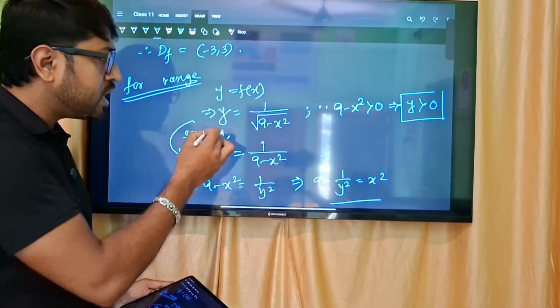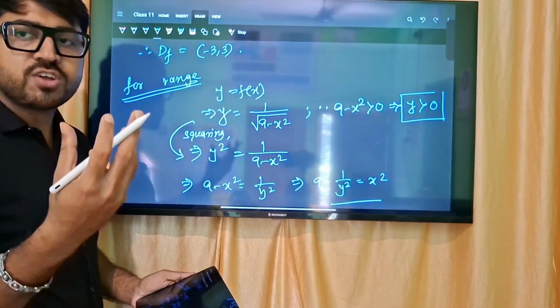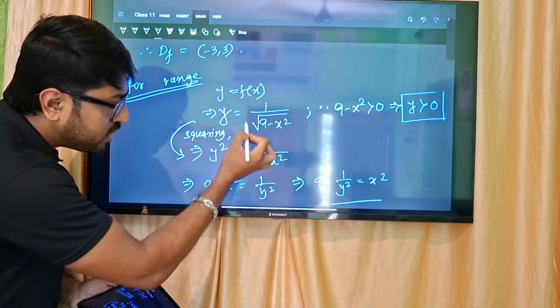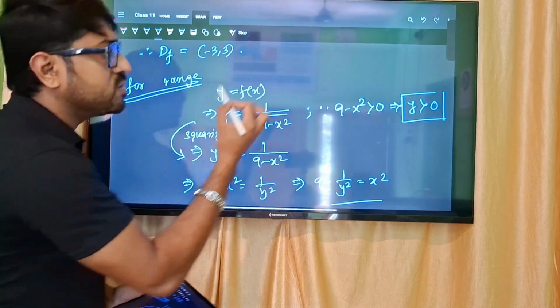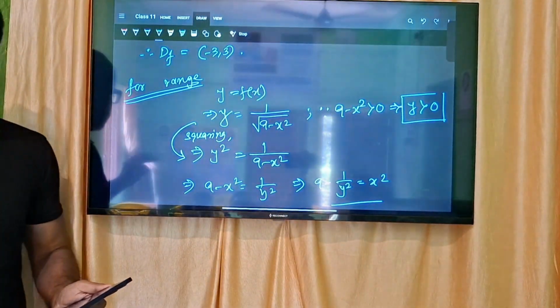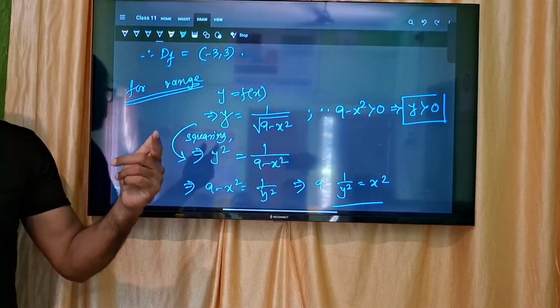As I have told you, when I have written y equal to something, then according to the domain, do we have any condition? Then we have to write it. Yes, 9 minus x square is positive. That means the whole thing will be positive, that means y will be positive. So y greater than 0, as this is greater than 0. That is the condition according to the domain I can write. এটা first এ হয়ে গেল.